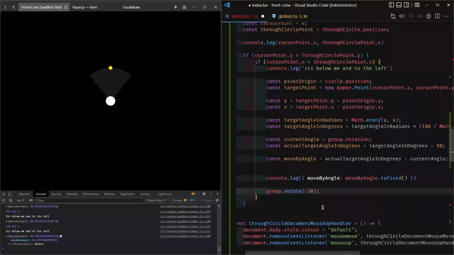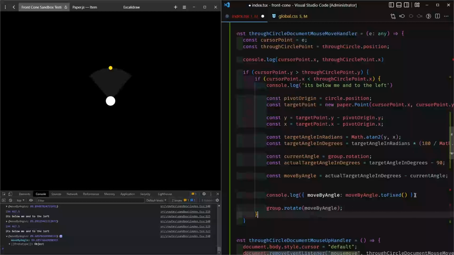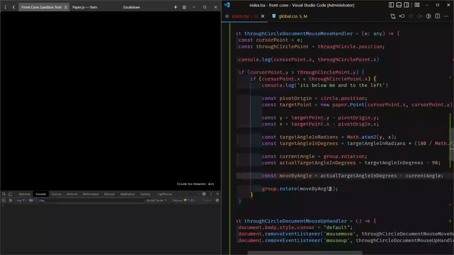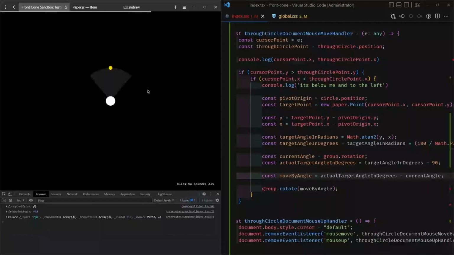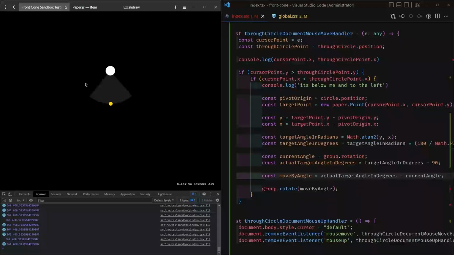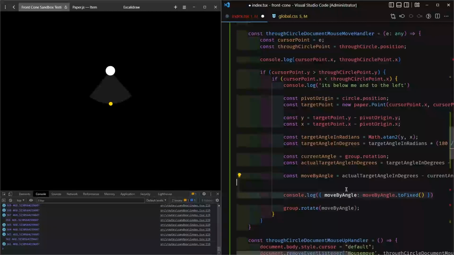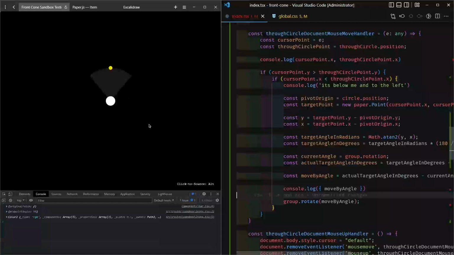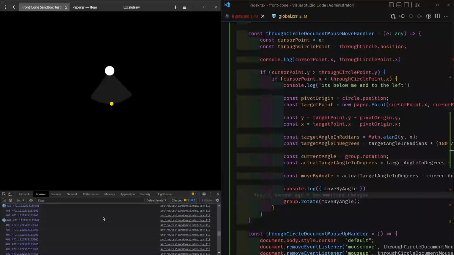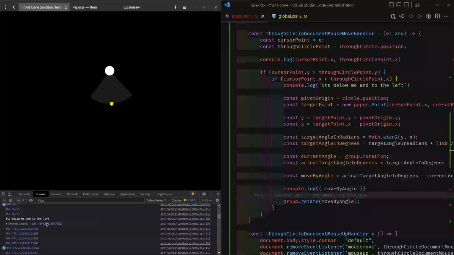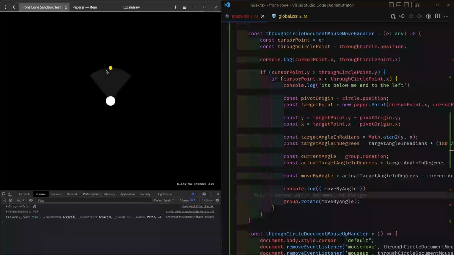Move by angle, group dot rotate by move by angle. Let's see if this works. Immediately we get flipped around. Why does that happen? Where did we get an angle? Let's blow me to the left.